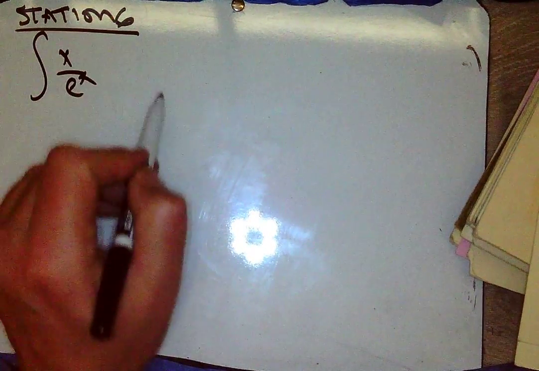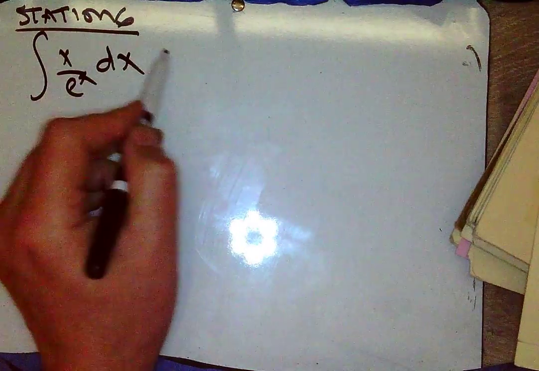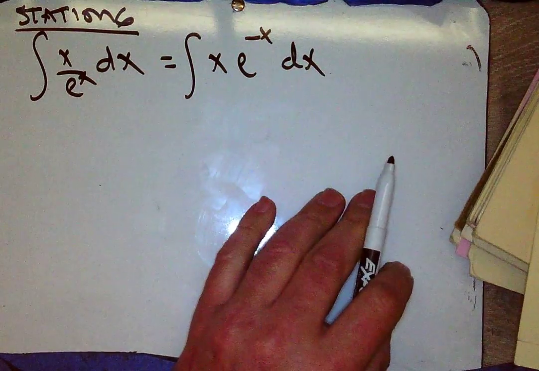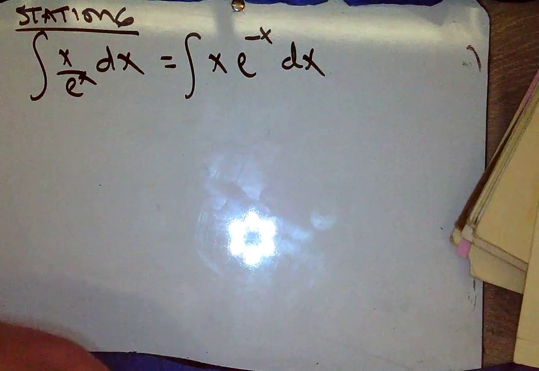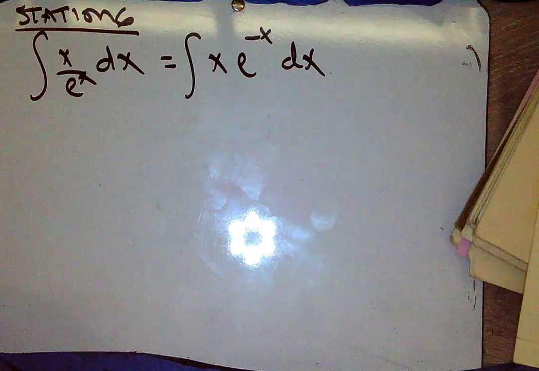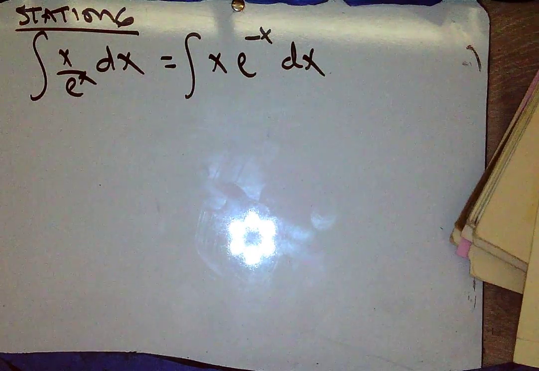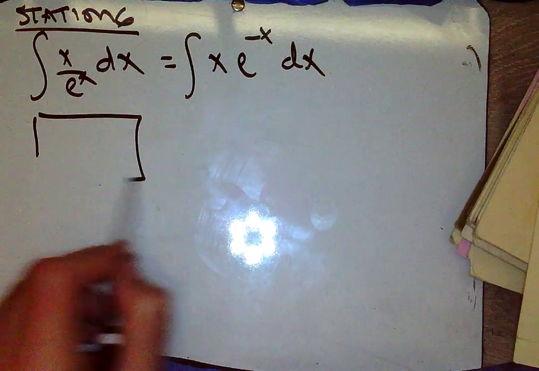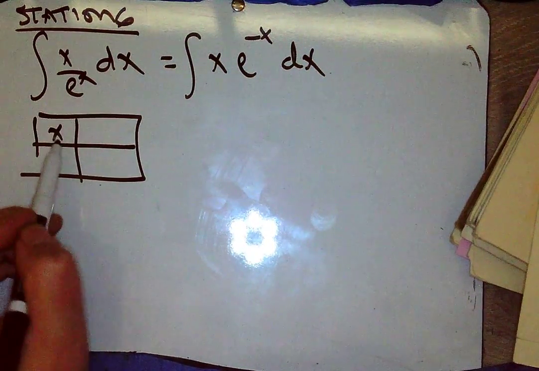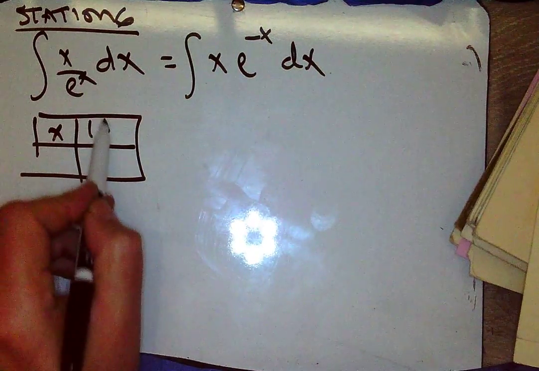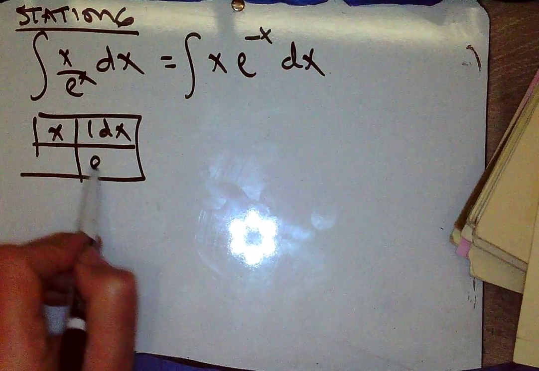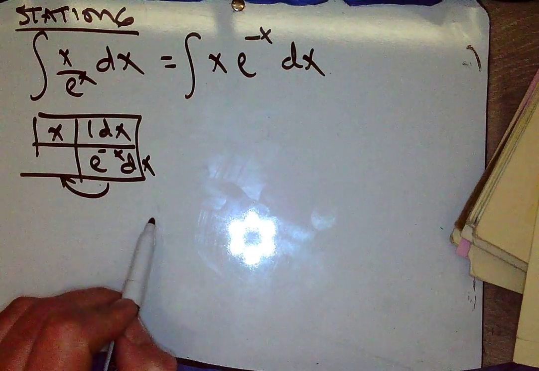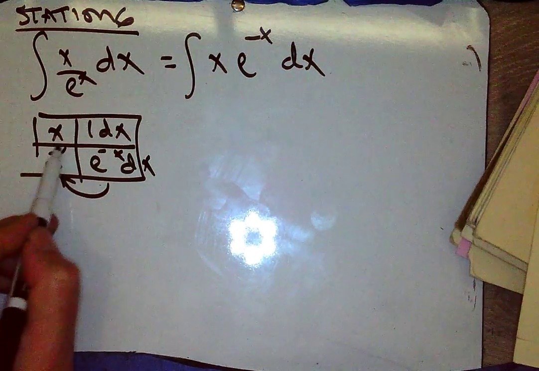The integral of x over e to the x dx. And you know, I feel like I really would prefer to write this without the fraction. These problems are generally much easier when I don't introduce a fraction as well. Well, I want to put my x there, because I know that's just going to be 1 dx. Here I have e to the minus x.